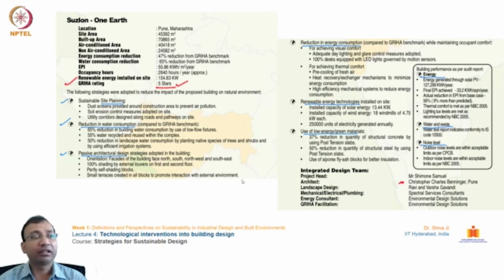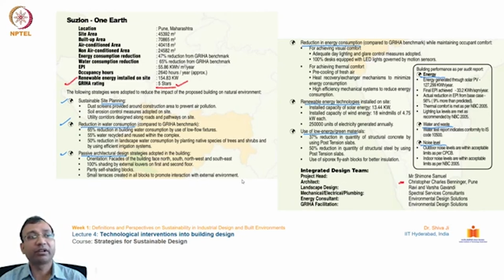So some features in the sustainable site planning: he has used dust screens to prevent the dust from spreading to the outside, into the vicinity. During construction, they utilized several means and methods to prevent disturbance in the locality. They took care of the soil erosion. They utilized the utility corridors to take heavy vehicles, utensils and equipment, in order to minimize the impact on the local people.